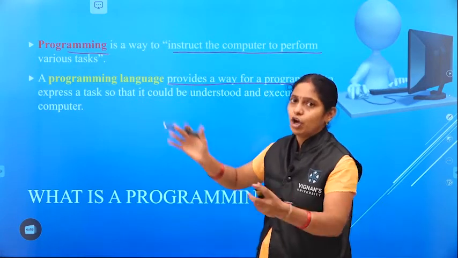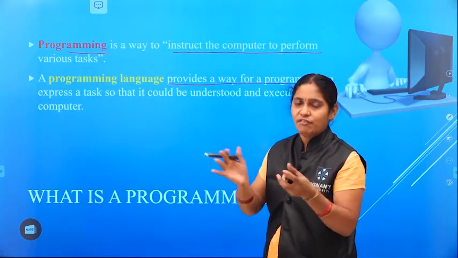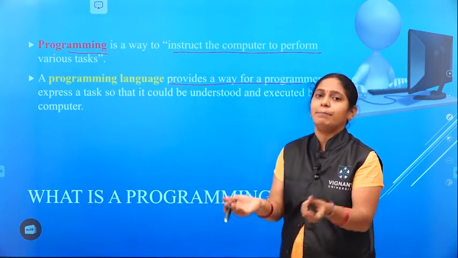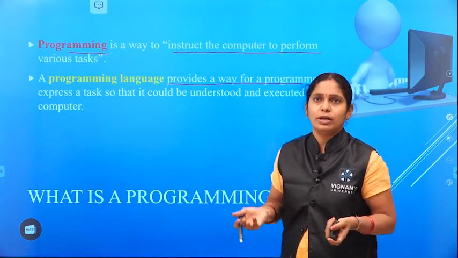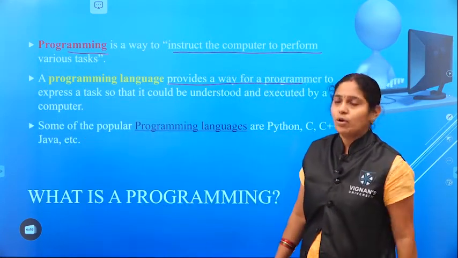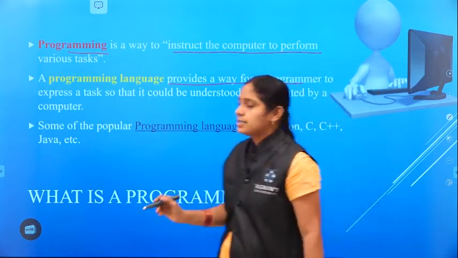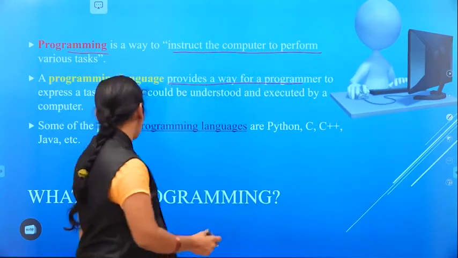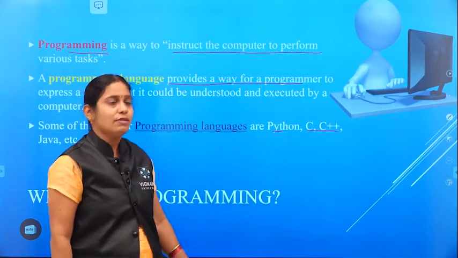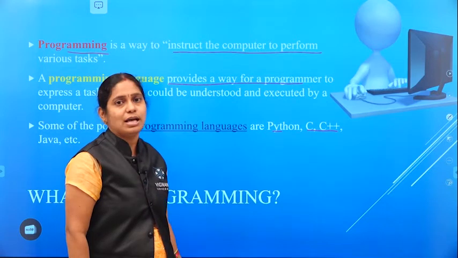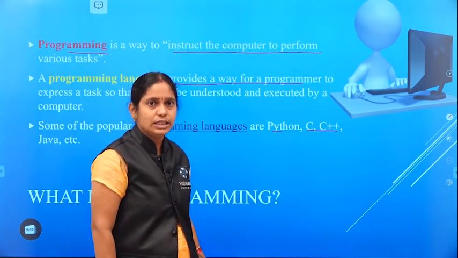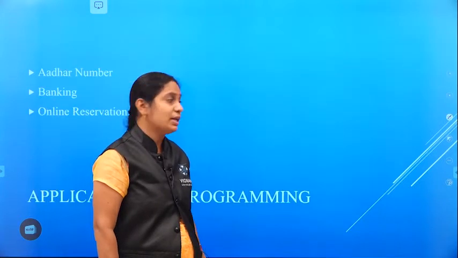A program is nothing but a set of instructions. A set of instructions is nothing but a program. How are we conveying those instructions to a computer? Through a programming language. Some of the popular programming languages are C, C++, Java, Python, and so many types of programming languages we have. Well-known examples are Python, C, CPP and Java. These are some examples of programming languages.